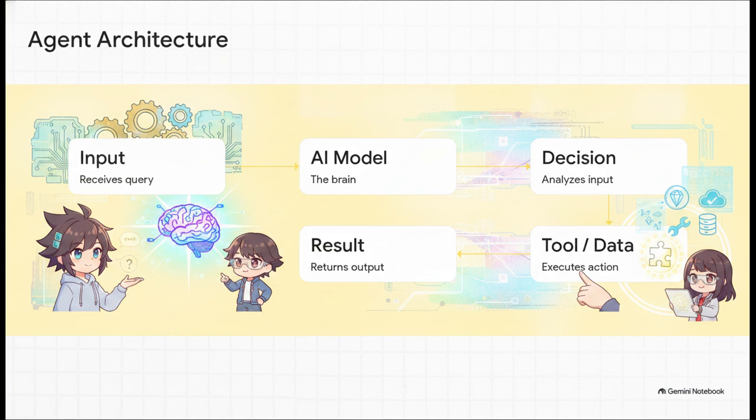Step 3 is where the magic happens. The AI doesn't just spit out text, it acts as an orchestration engine. It analyzes the input, looks at the tools it has available, and literally decides on a sequence of actions. Step 4, it reaches out to a tool or your data to execute that decision. And finally, Step 5, it returns a result. It's this incredibly dynamic cycle of thinking and acting.